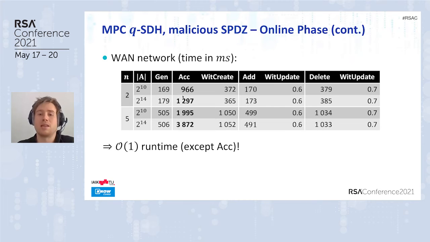Only that the runtimes are now slower due to the slower network, but the overall runtimes, the slowest one, is still less than 4 seconds, which is much faster than these 100 seconds again of the non-MPC variant.